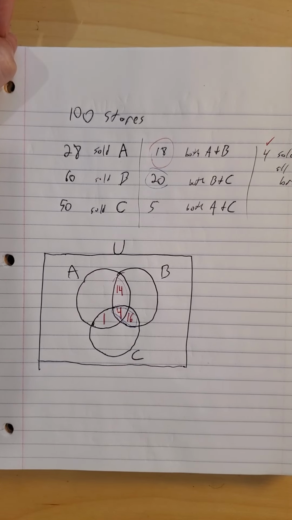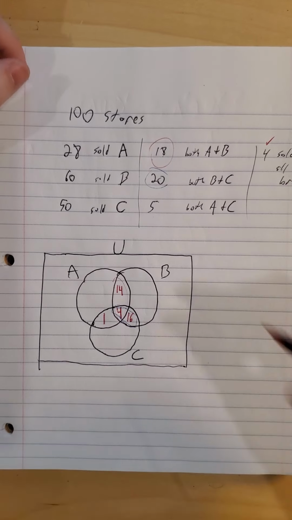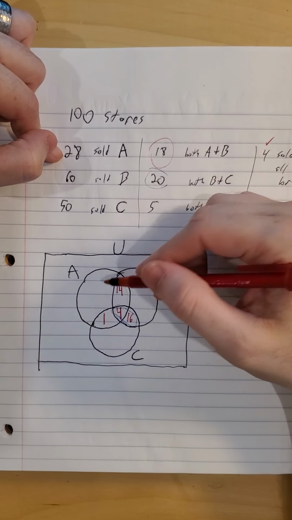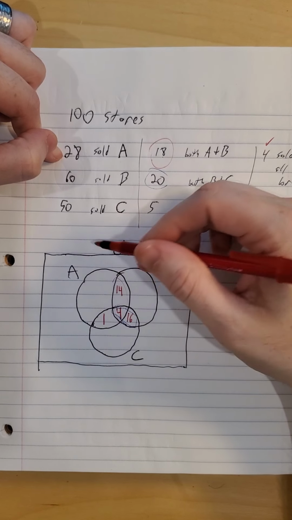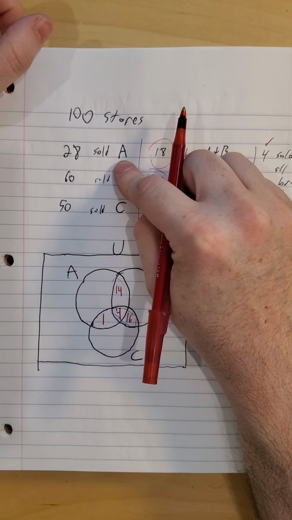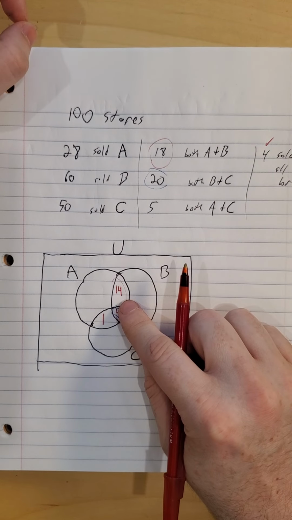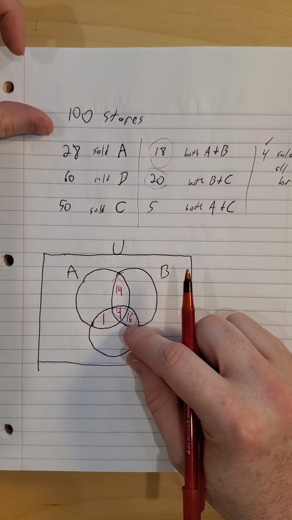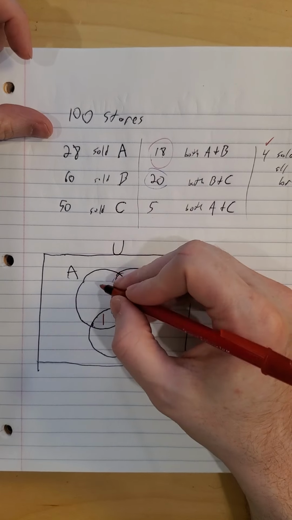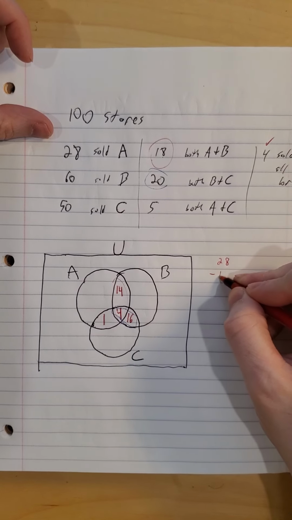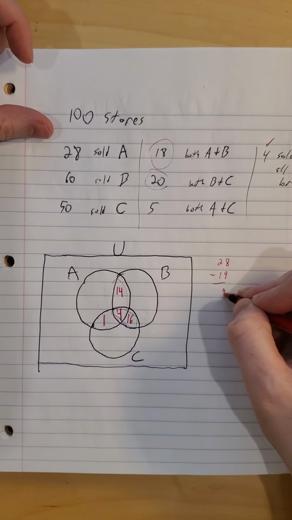So then after that, we can work our way back to how many are in region 1. So 28 sold brand A altogether, but we have 18, 19 already on the board. So that leaves 9 more to go. 28 minus the 19 already on the board.